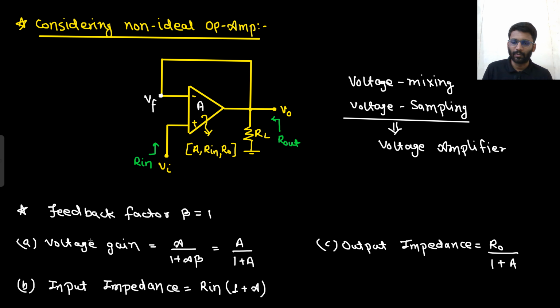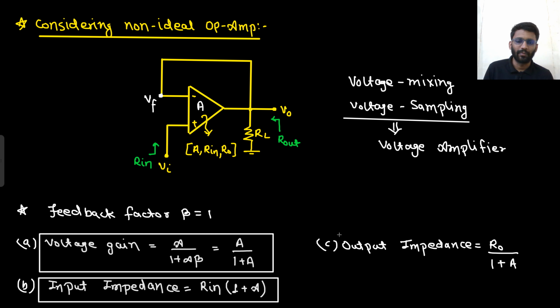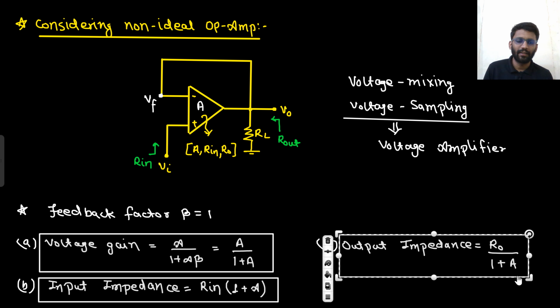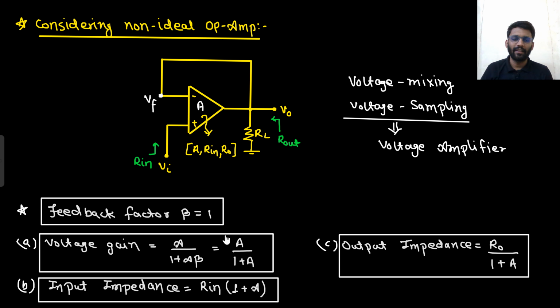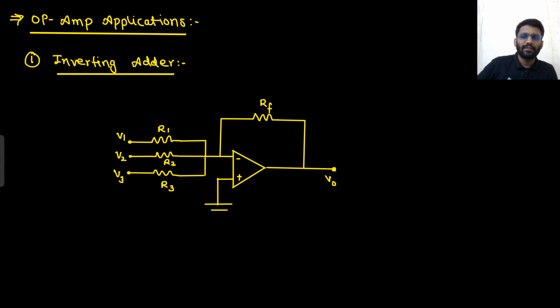With the concept of feedback topology, we wrote the voltage gain and the input impedance. That was very easy because input impedance will be high and output impedance will be low. So this is how we could write, and feedback factor was 1 here. Very easy, everything is crystal clear, there is no doubt about it. Well and good. Let's see some application of the OpAmp.